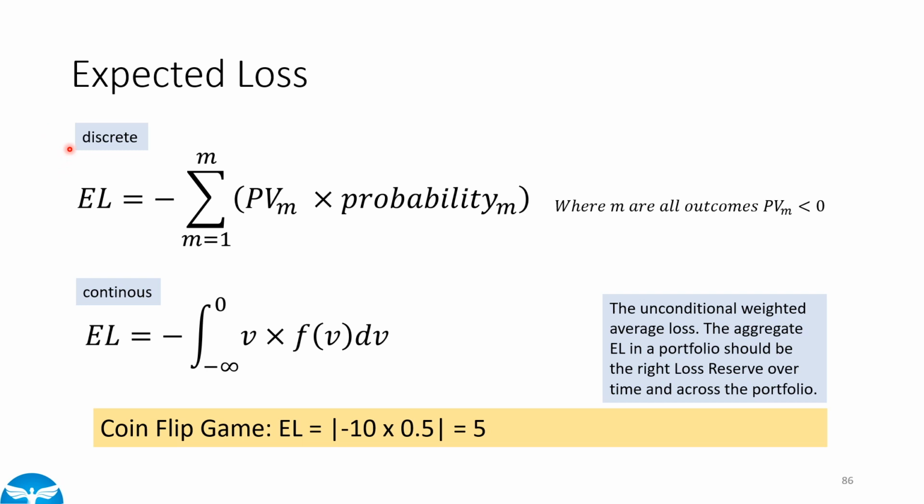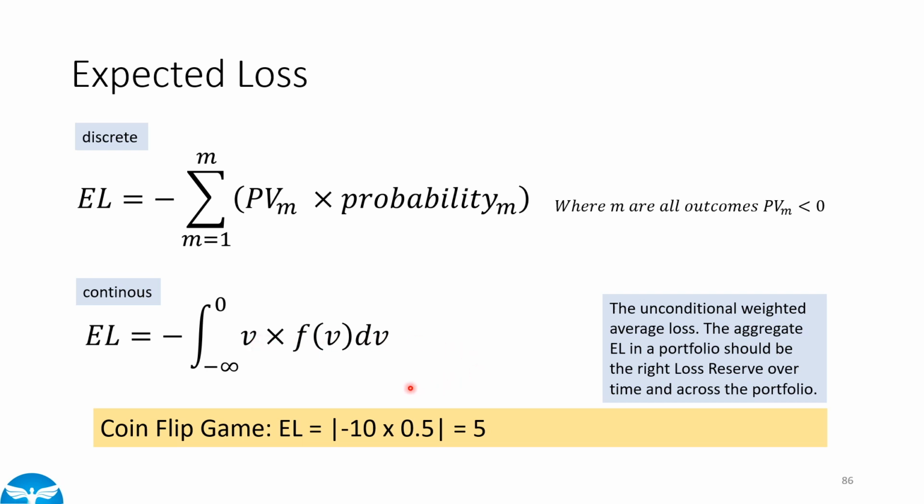So in the discrete case, the expected loss is simply the same formula, except that you go through all the scenarios where you have a negative outcome. In other words, all the scenarios where you lose money, and you sum them up. And that gives you the unconditional weighted average loss. And in the continuous case, it's also the same formula as in the previous case with the expected net present value, but you go from minus infinity to 0. In other words, all the scenarios where you lose money are multiplied by the probability of occurring and then summed up.